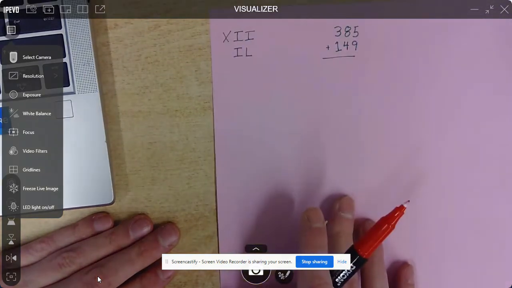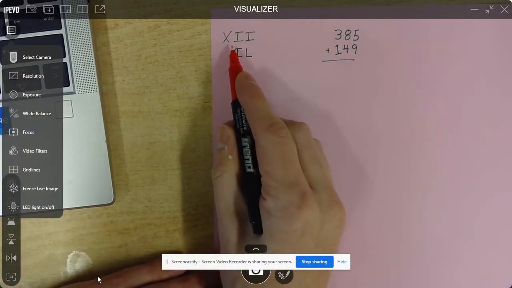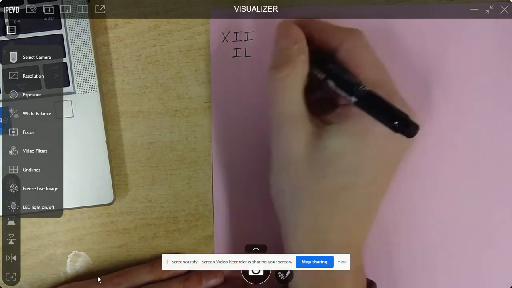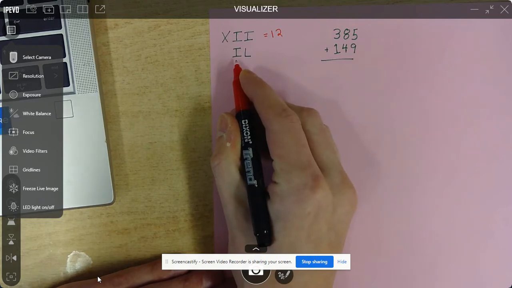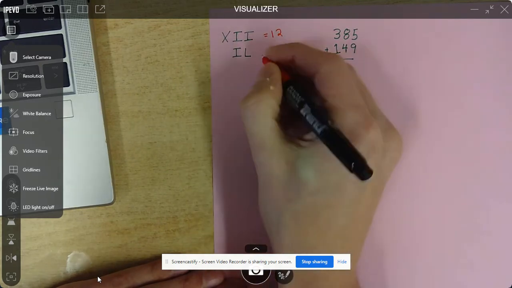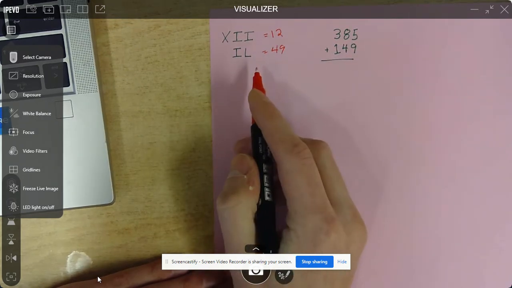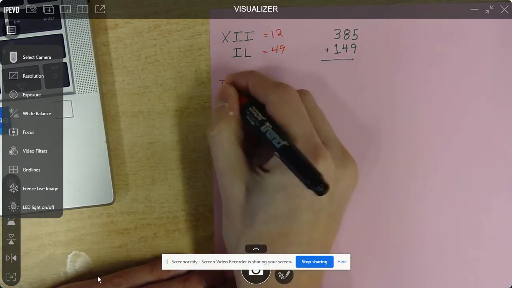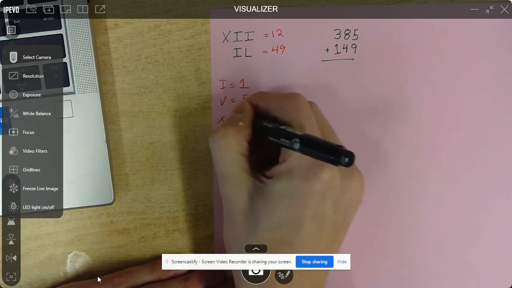So Roman numerals, which you might be familiar with: XII means 10 plus 1 plus 1, so that's 12. And then IL actually means 1 less than L, and L is 50, so it's 49. So it's a way that we can record numbers. They're different symbols: I is 1, V is 5, X is 10, and so on.